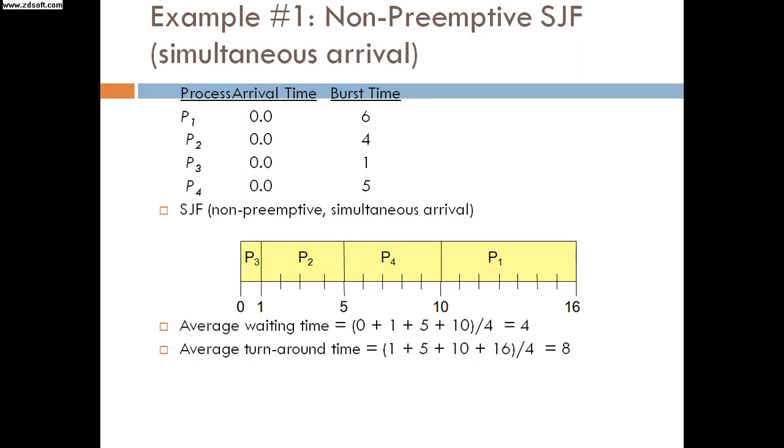The next chance is given to process P2, and it will execute for another 4 milliseconds. P4 will be given a third chance. After that, the final process to execute is P1, which will occupy another 6 milliseconds. So the total burst time is 16 milliseconds. Based on this Gantt chart, we have calculated the average waiting time and the turnaround time, which come to 4 milliseconds and 8 milliseconds correspondingly.